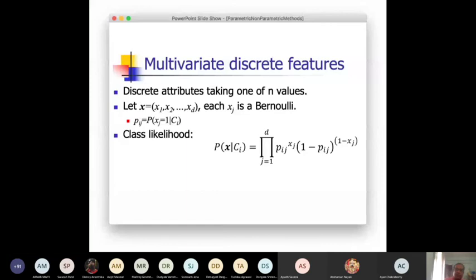Any query? Any kind of question on this particular likelihood expression of data given a class?